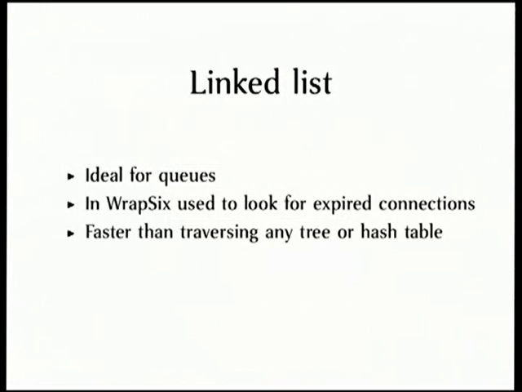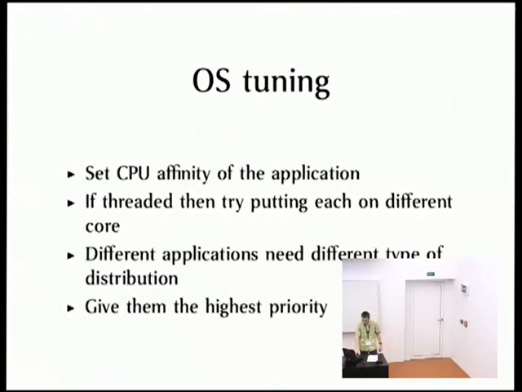Another data structure which is used in WrapSix is a linked list, because it's much better to look at the beginning of the list, like a queue, to see if there is some connection which is to expire or not. And it's much faster than traversing the whole tree and checking whether there is some connection which should expire, which timed out or not.